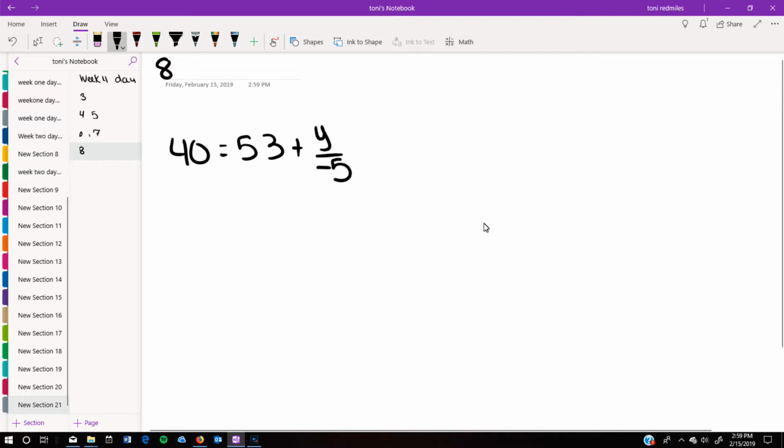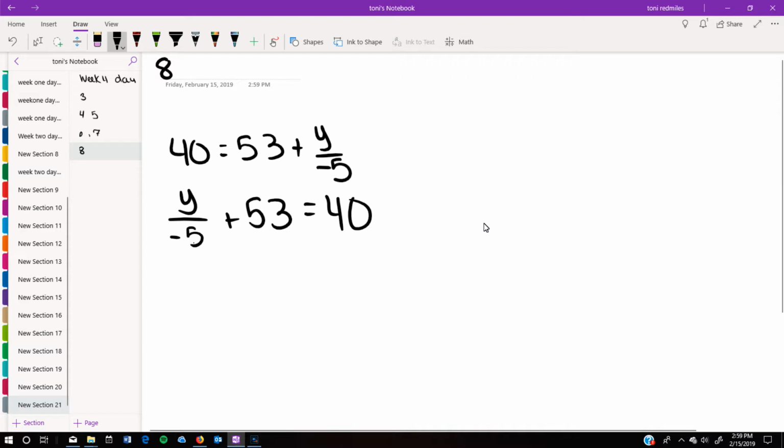All right, so I don't like the way this one's written. I'm going to rearrange it, and I just got to make sure everything remains in the right sign. So the 40 is positive here, it's also positive here. 53 is positive here, it's also positive here. The y is positive, positive here, negative 5, negative 5. Got all the signs in the right places.